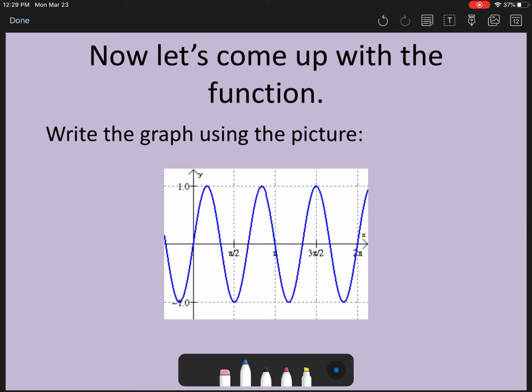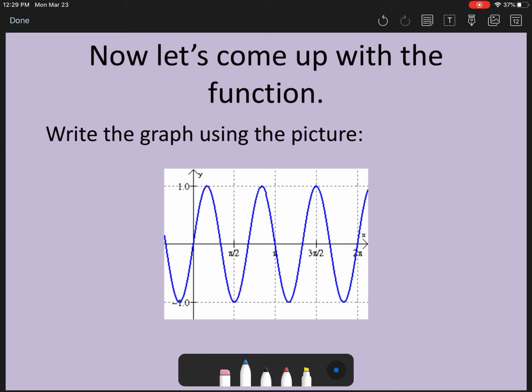Okay, so now that we have been able to identify the period, the amplitude, the frequency, given the function and given the graph, now what we're going to do is just look, using the graph, come up with the function, come up with the equation, okay? So first thing we want to identify is is this sine or is it cosine? How do we know the difference between the two?